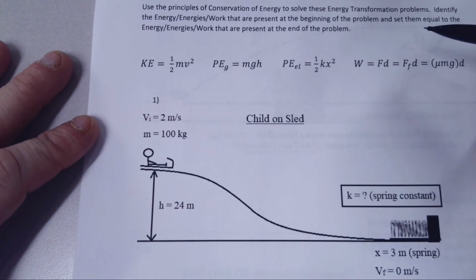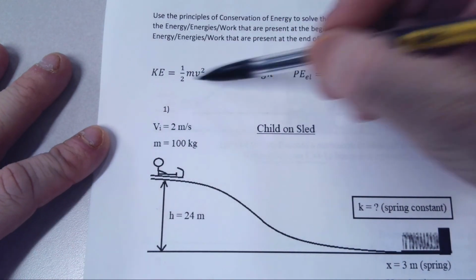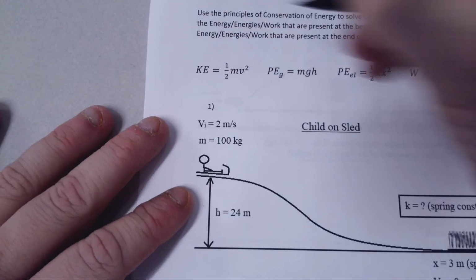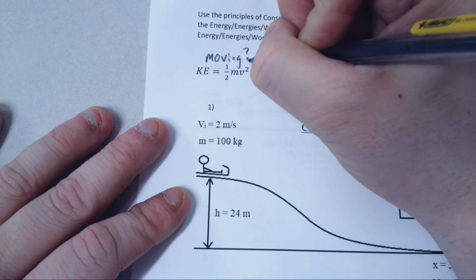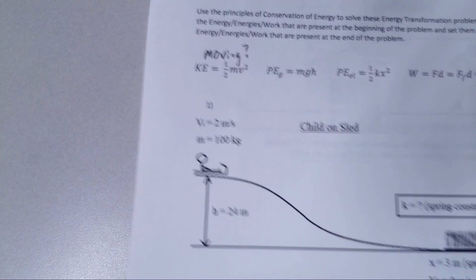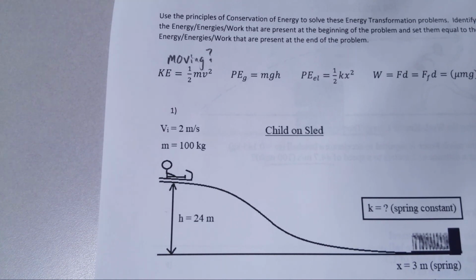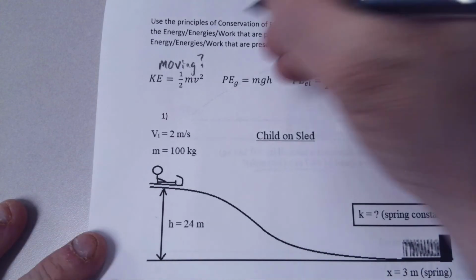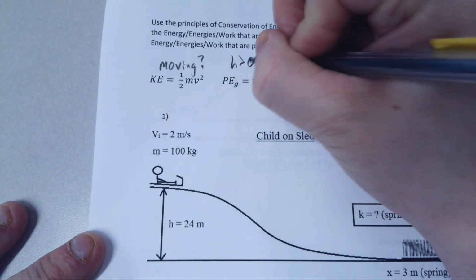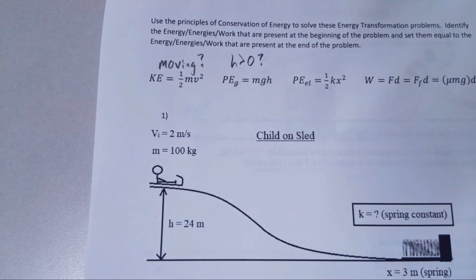Something to add up here is the checklist of how we know we have each of these. So is it moving? If it is moving, then it has kinetic energy. Is it at a height greater than 0? If that is the case, there is gravitational potential.